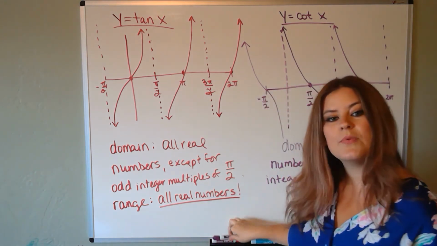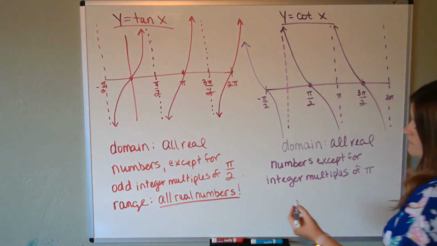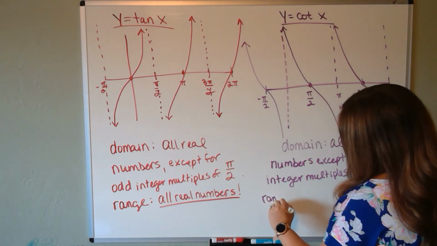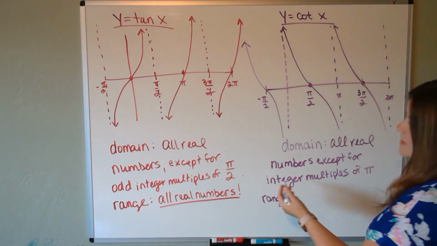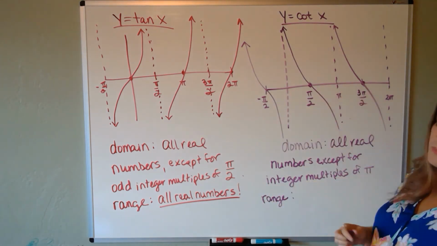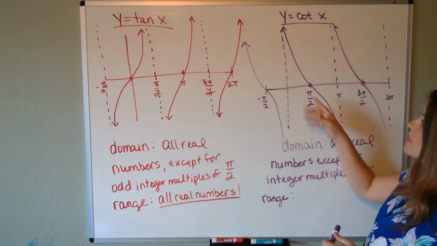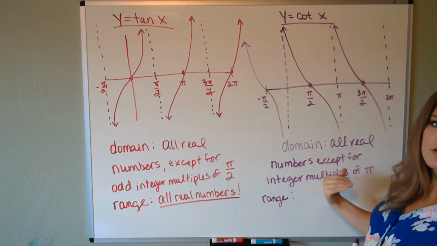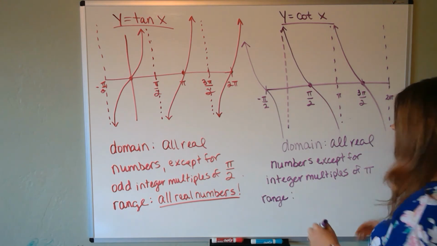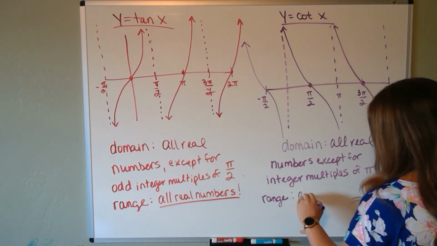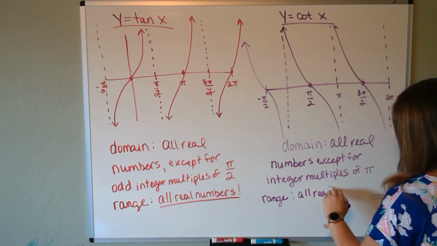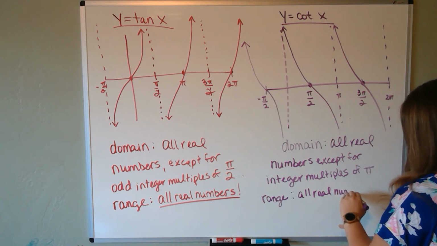What do you think about the range of cotangent? Well, it's exactly the same. They don't have the same domain because their asymptotes are in different places, but the shape, the way the arrows go all the way up and all the way down, is the same. You guys, the range for cotangent, all real numbers. Those are probably the easiest ranges we have.